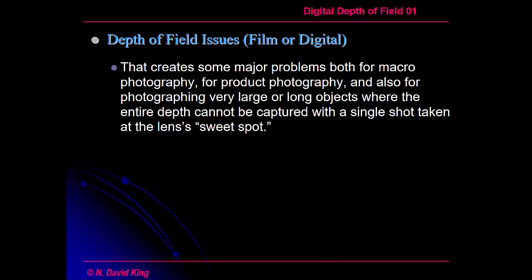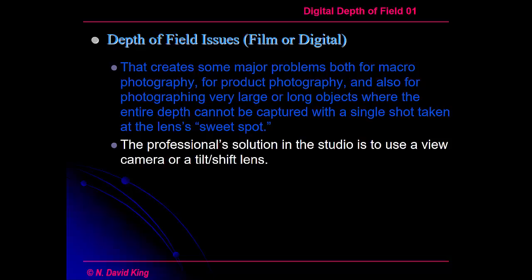Well, that's a problem. It's a problem not only for macro photography, obviously, but it's a problem for product photography. It's a problem for landscape photography or urban photography, any place where you're going to be photographing very large or long objects, where the entire depth of that object can't be captured in a single shot taken at the lens sweet spot for sharpness. So a long landscape shot from foreground to background may be impossible to get all sharp if you're shooting at the lens sweet spot and you're forced to stop down. It may now come into depth of field, but it's probably going to soften the image somewhat. Well, that's an unacceptable trade-off.